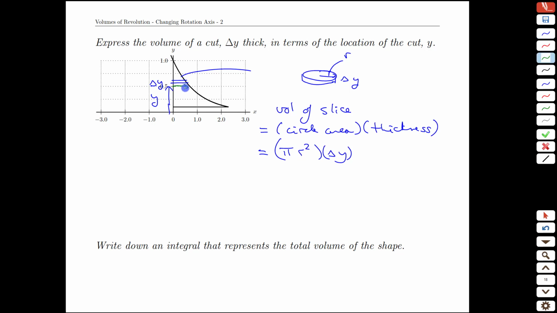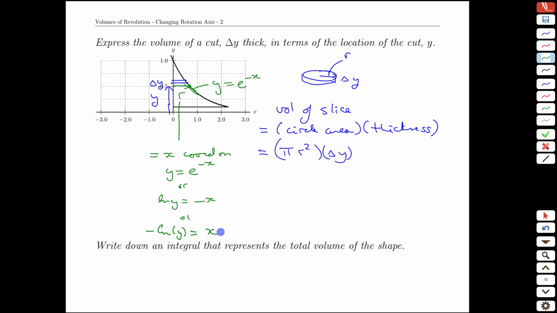Well, we can see the radius on this picture. That radius is in fact equal to the x-coordinate on y equals e to the negative x. This curve is defined by that negative exponential. And so looking for the radius this way, this is literally the distance from the y-axis to an x-coordinate, which is exactly what the x-coordinate means. And that can be found, if we know what y is, by rearranging this equation. This is the same as ln of y equals negative x, taking the ln of both sides, or negative ln of y equals x. And that gives us our radius.